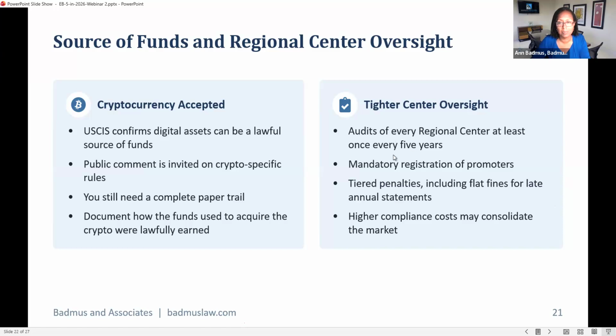In addition, the government is saying they're going to have tighter control over the regional centers. They're going to be requiring those who are promoting regional centers to register. So not only the regional center, but any marketers or promoters of those regional centers have to register as well. They're going to have higher compliance requirements or compliance cost and penalties associated with those regional centers that are not compliant or have in some way violated the rules as well.